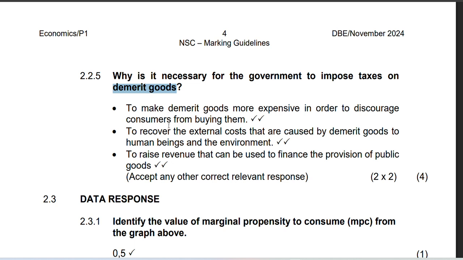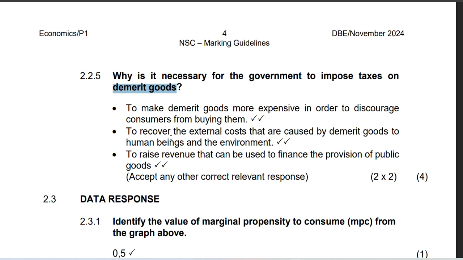So government imposes taxes to make demerit goods more expensive in order to discourage consumers from buying them. So what is government trying to do? Government is saying, I don't want people to be consuming more alcohol because if they consume more alcohol, they'll go and drive on the roads. And when they do drive on the road, they will cause accidents. And those accidents cost in terms of people going to the hospital and using hospitals' limited resources. So that will make the taxes a little bit higher for demerit goods so that people will be discouraged to buy them. To recover the external costs that are caused by demerit goods to human beings and the environment.